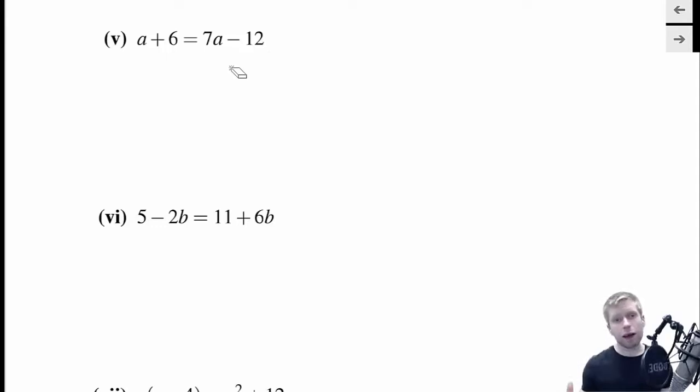Now, it doesn't matter, at the moment I just want to get them all on the same side. It doesn't matter which term I take on which side, as long as I just end up with all of the a terms together on one side. Let's have a look at this then. So I've got a plus 6 and 7a take away 12.